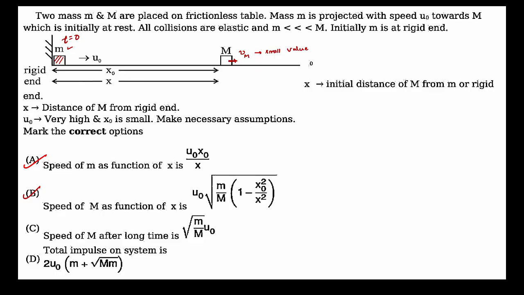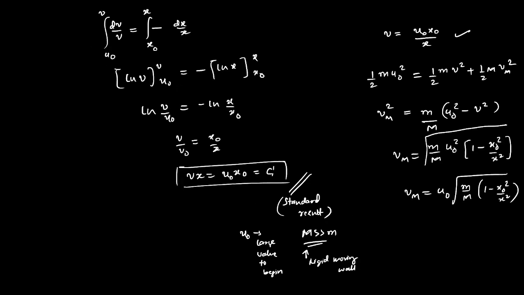So after a long time, meaning x keeps on increasing, x shoots up to infinity, let's say, when x becomes very large. When x becomes very large, then we can write Vm, the speed of the bigger fellow, becomes u naught root of small m by capital M, because this term will tend to be negligible. So it is u naught root of m by M that will survive. So that would be our answer after a very long time.